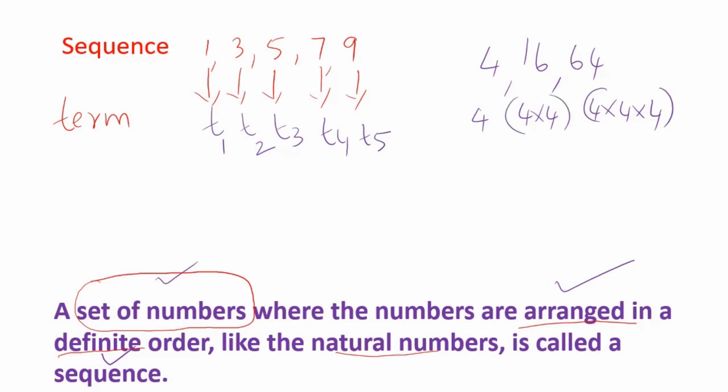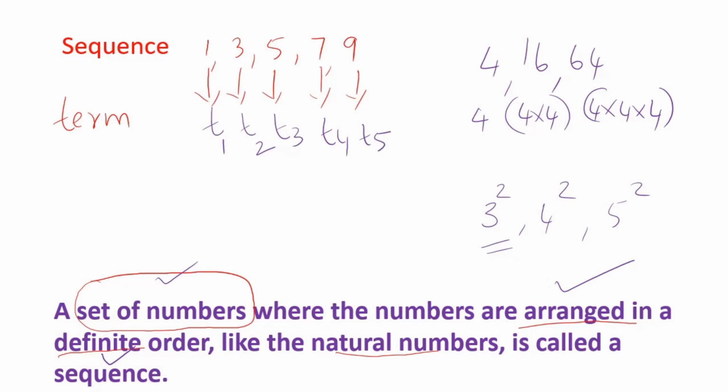Correct? So a sequence can be in such a way that there is a fixed difference between numbers, there can be a fixed multiplication between numbers, and as I wrote before, it can be 3 square, 4 square, 5 square. I started with 3 square.